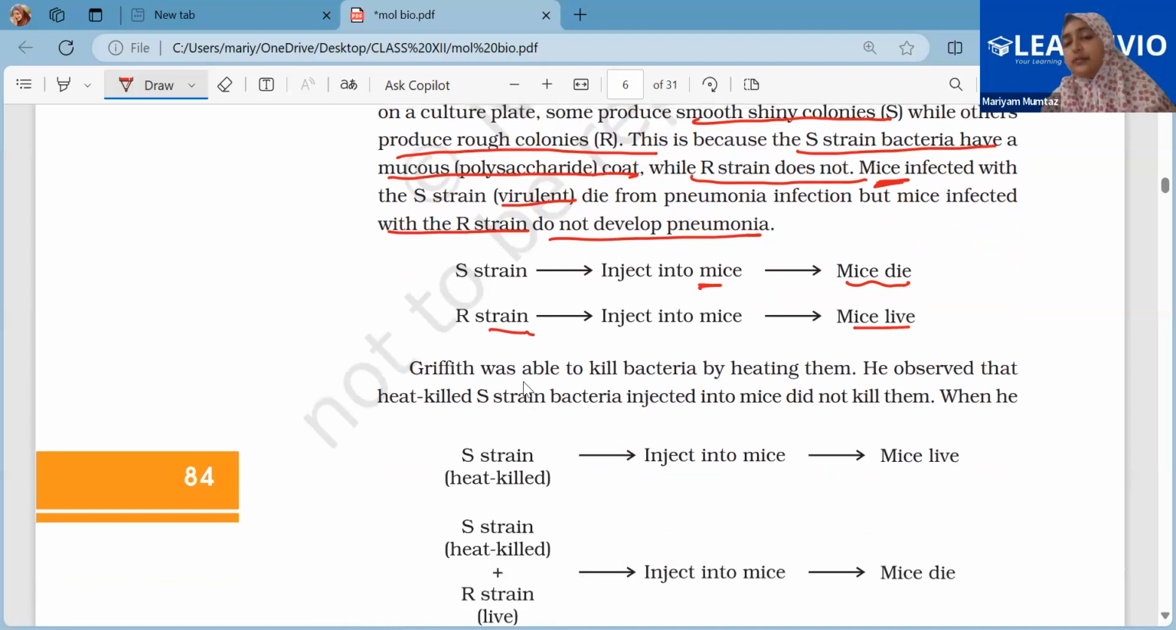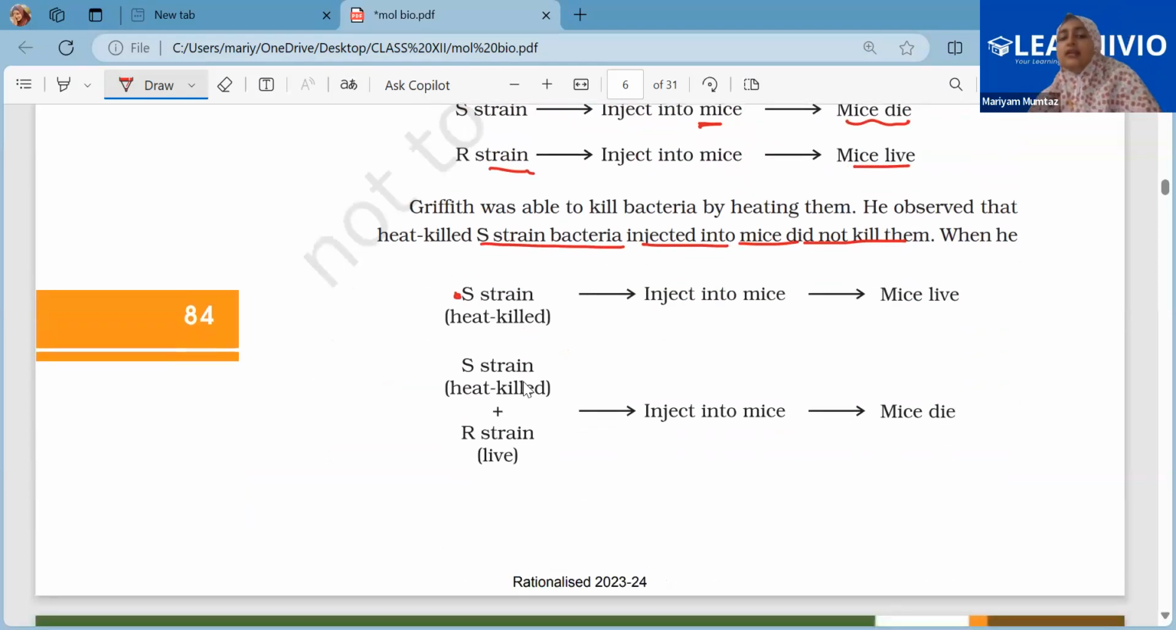Now, Griffith was able to kill bacteria by heating them. He observed that the heat-killed S strain bacteria injected into the mice did not kill them. So when the S strain, the virulent strain that actually causes pneumonia, was heat killed and then inserted into the mice, it did not cause any kind of disease and the mice did not die. Then the heat-killed S strain along with the living R strain was inserted into the mice, and the mice died.